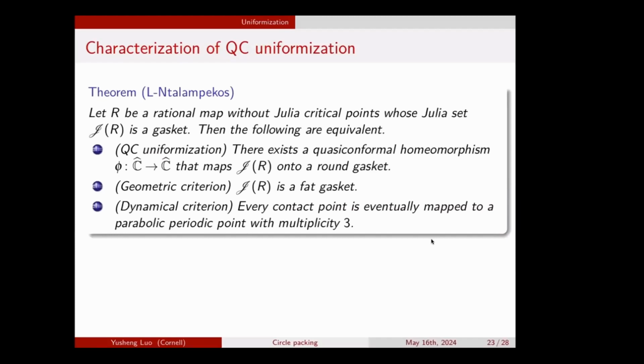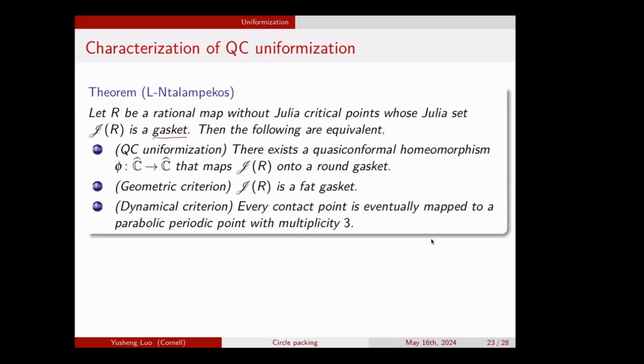So the setup is the following. We start with a rational map without Julia critical points, and whose Julia set is a gasket. Unfortunately, I didn't define what I mean by a gasket, but for now, you can think about a gasket as something being homeomorphic to a circle packing. But the condition is actually slightly weaker than that. Then we have the following characterization.